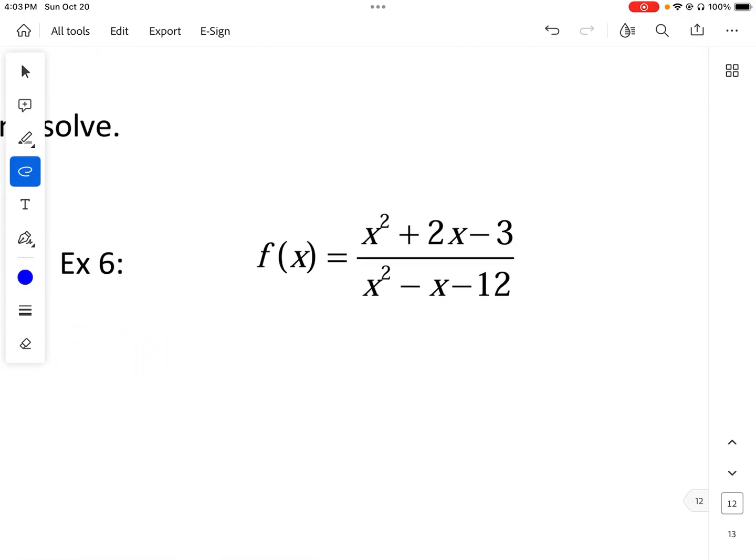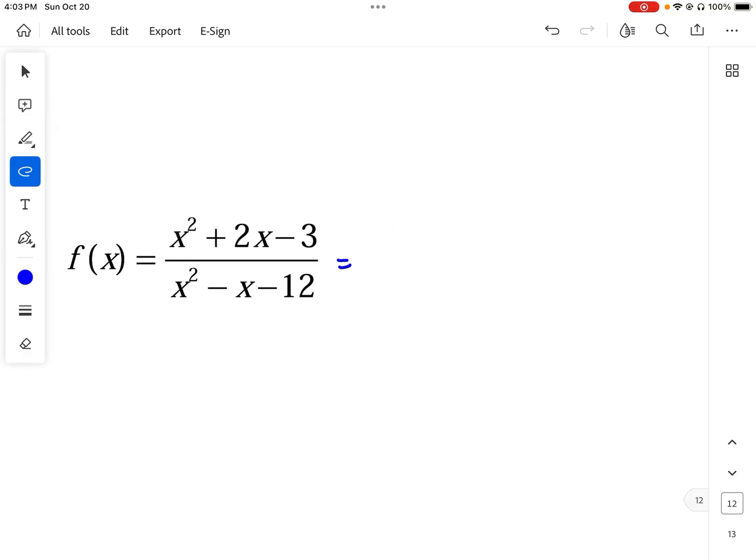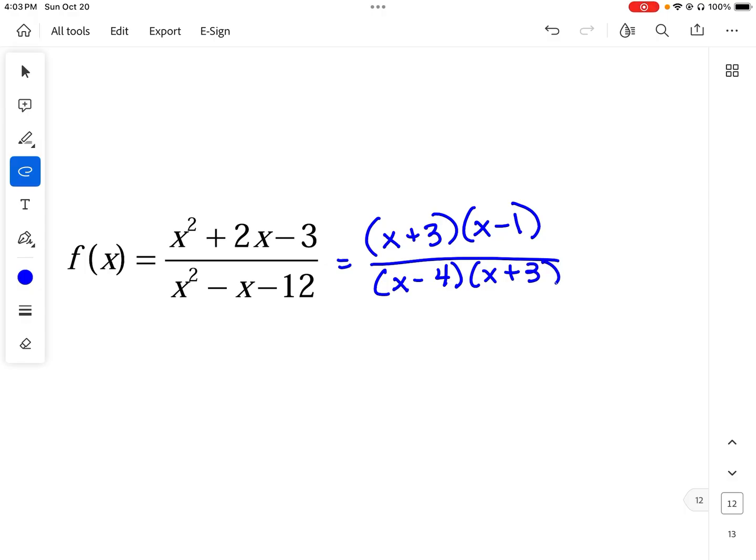Okay, let's go to the next one. So let's factor top and bottom. So multiply to get negative 3, add to get 2. That'd be positive 3 and negative 1. And then what multiplies to get negative 12 and adds to get negative 1. It's a negative 4 and a positive 3. So we're able to cancel that. So our hole is going to be where x plus 3 equals 0. So where x is negative 1.